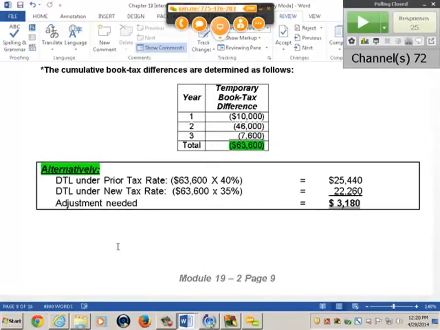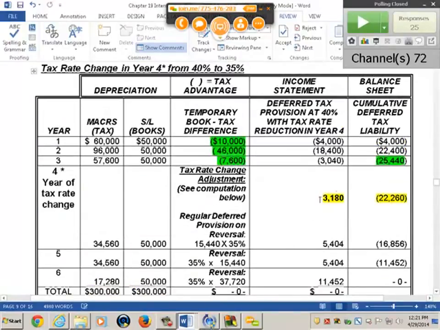It's the cumulative book tax difference multiplied by 40%. That was the overstated or the original liability. The corrected liability is at 35% or 22,260. Now, any questions on that adjustment? The first thing I'm going to focus on is this adjustment. Any questions on the adjustment? Something you have to be able to do.